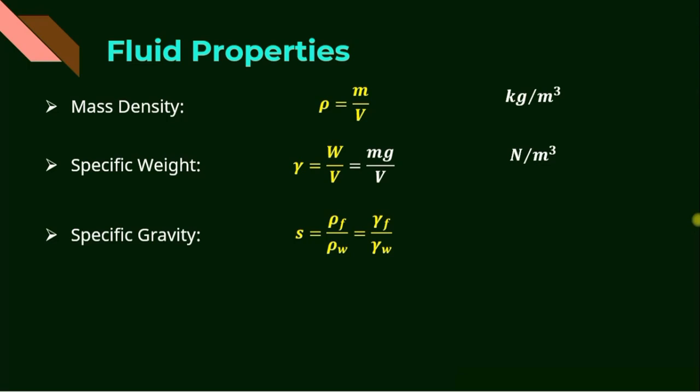The specific gravity can also be determined by using the relation gamma F by gamma W. Gamma is the specific weight or weight density of the fluid. Since the numerator and the denominator are both in the same units, the specific gravity will not have any unit at all. Now coming to the specific volume. Specific volume, v, is the reciprocal of the mass density. So, v is equal to 1 by rho is equal to the volume V divided by mass m. In SI units, the specific volume is expressed in cubic meter per kg.